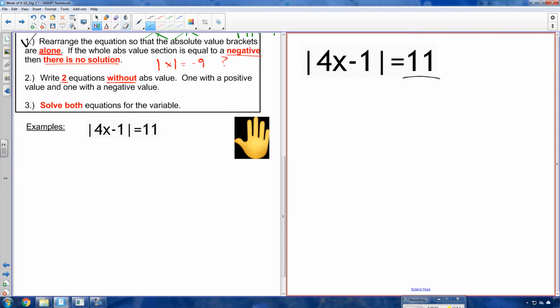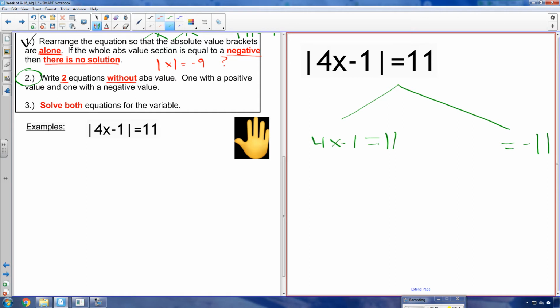Now we go to step 2, which says write 2 equations, one with a positive value and one with a negative value. So 1 equals 11 and 1 equals -11. And we don't have the absolute value anymore. That's an important thing to remember. We don't have absolute value anymore when we do this equation. So now we have 2 equations that should work. Why do those 2 equations work?